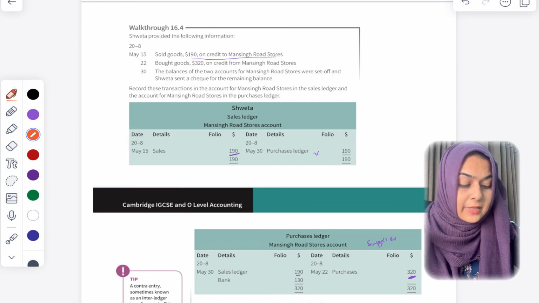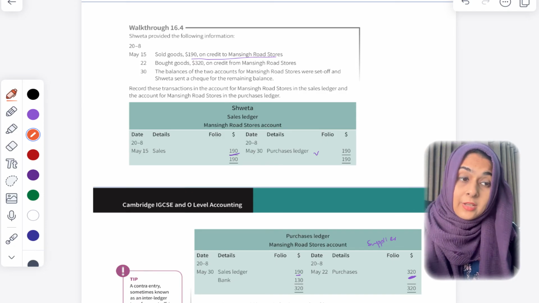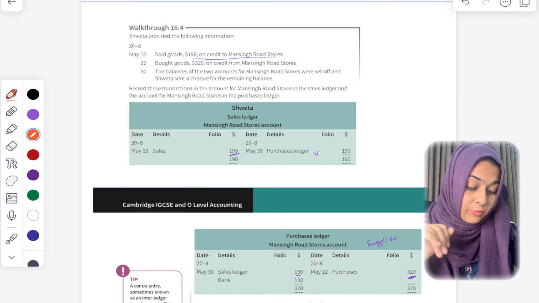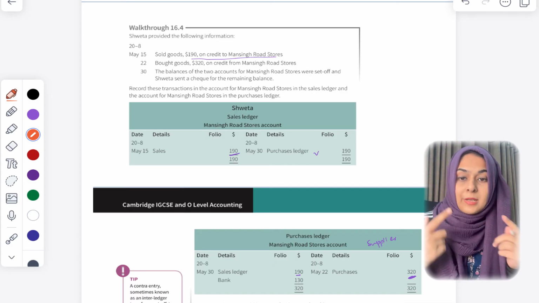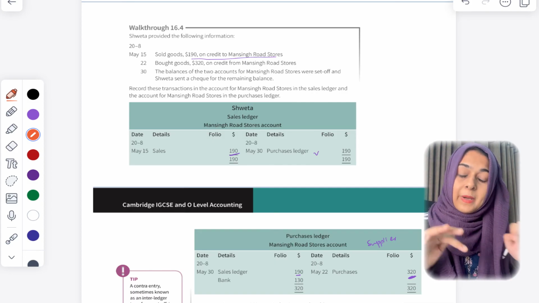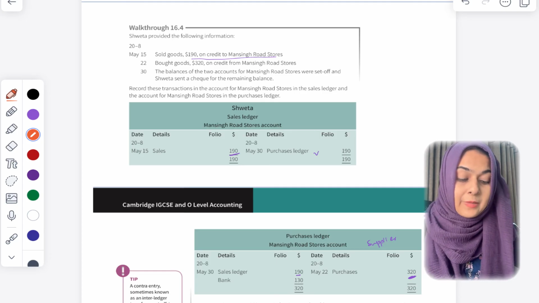And in the Mansingh Road Stores account, that is the supplier account in the purchases ledger. So this is the supplier account. I have written sales ledger here on the debit side 190, and the amount $130 I will pay them through a check. So then I will do Mansingh Road Stores account debit, bank account credit. This 130 I am paying by check. But 190 is common in both, so we are just setting off the amount 190 in both the T accounts.